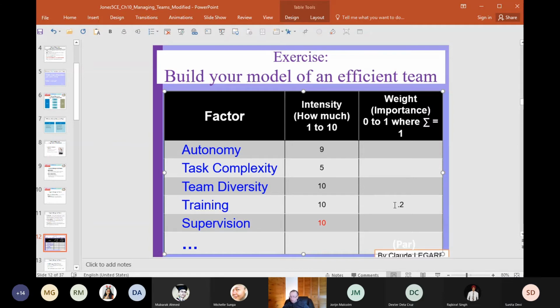Or 0.2, whatever. And that means that training, a good training, well, intense training, because you said intense training of the team will explain 20% of its efficiency.